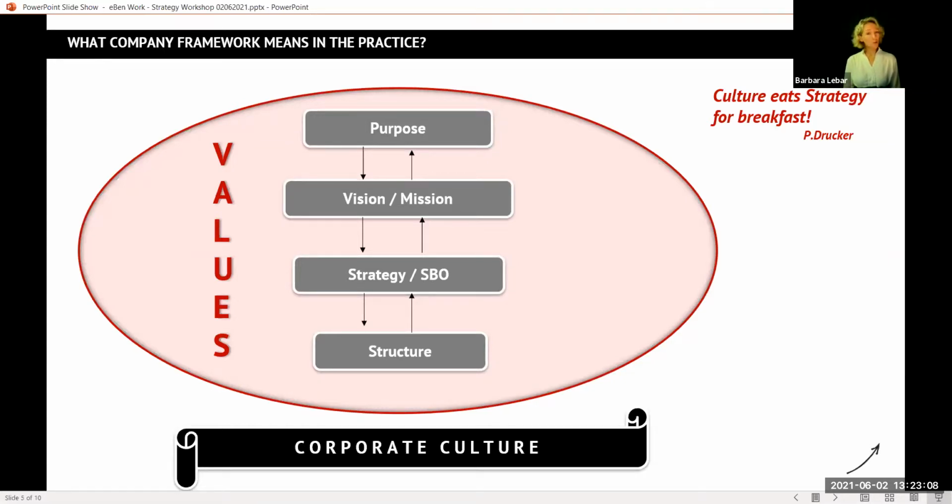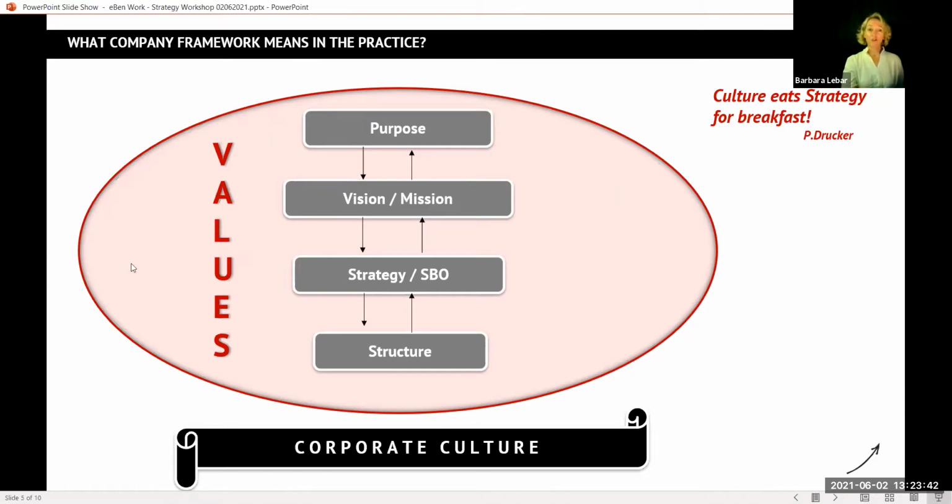Sometimes we also set the values that we would like to live. So we don't have them yet, but we would like to live them. Commonly, this is the need when, imagine that eBen work would be merged with another company because you are so successful, so attractive to the others, that somebody else would say, hey, why not merge our two companies and we are going to generate much higher value? So what would happen in that case?